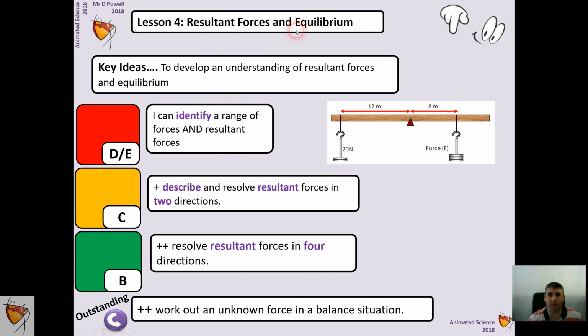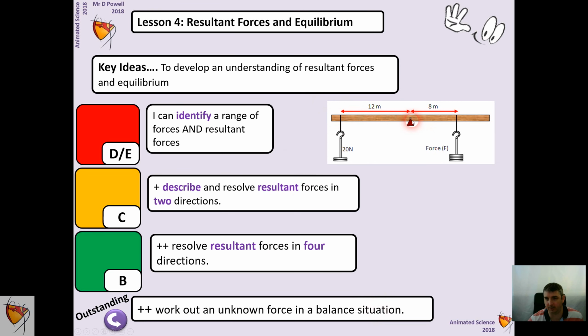Okay, so we're looking at resultant forces and equilibrium today. We're going to try and identify a range of forces and resultant forces, describe and resolve resultant forces in two directions, a little bit harder. A little bit harder again would be doing it in four directions, and to work out the unknown force in a balanced situation is a challenge.